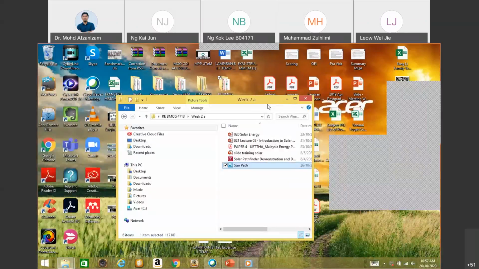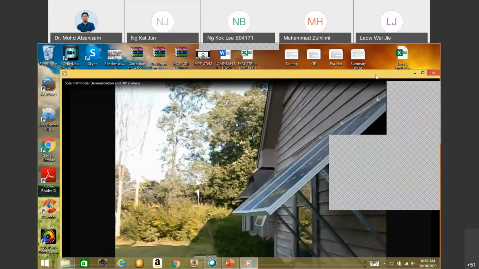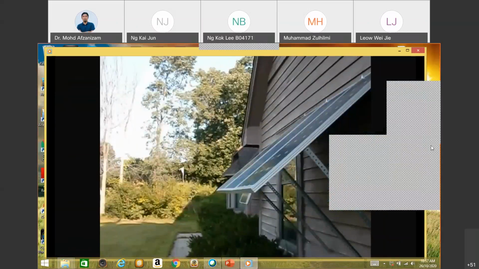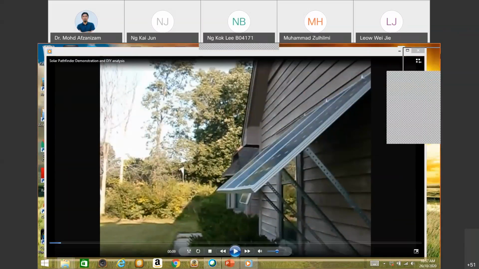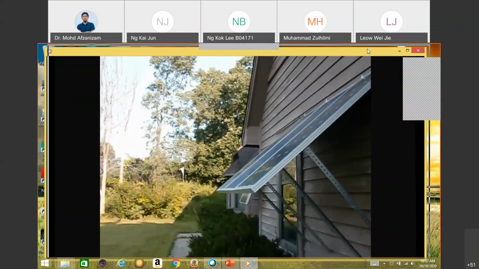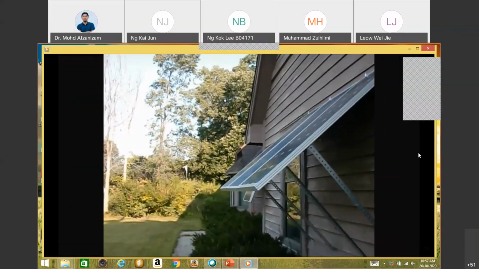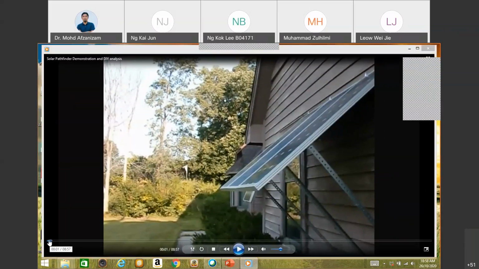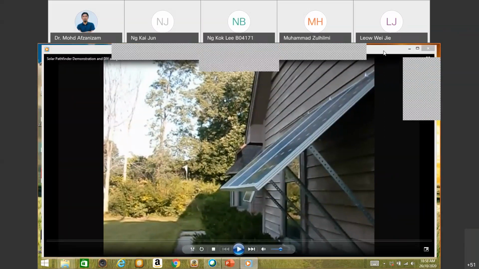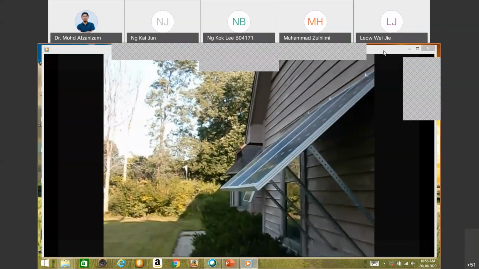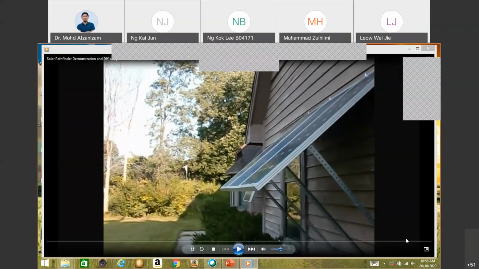Maybe we can go for this video for you guys to look at. So this is the video on how to use the solar pathfinder to assess your location of installation of the PV module or array. So everybody can see the roofing of the house.